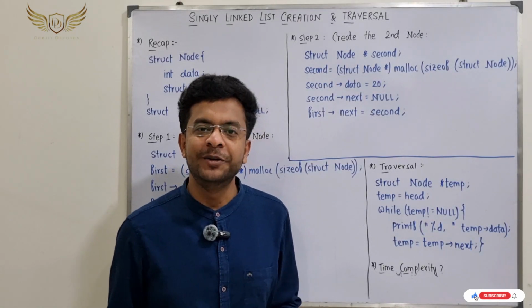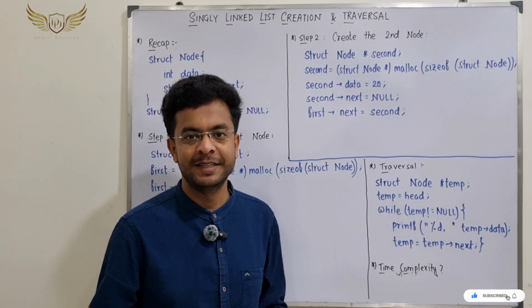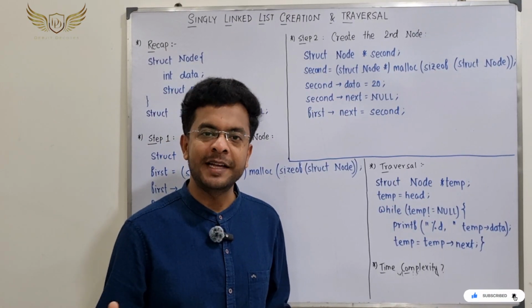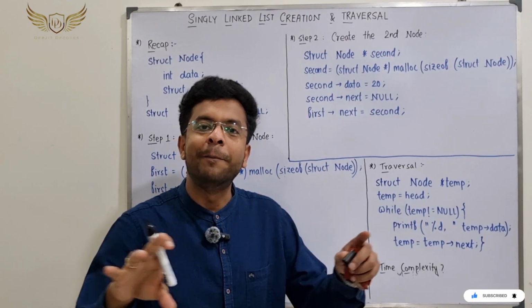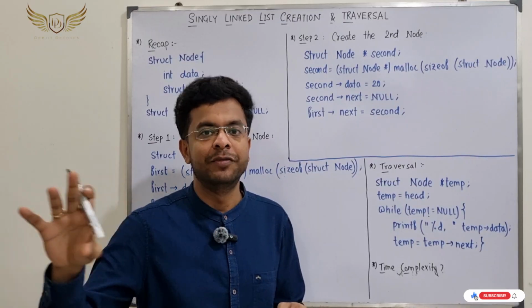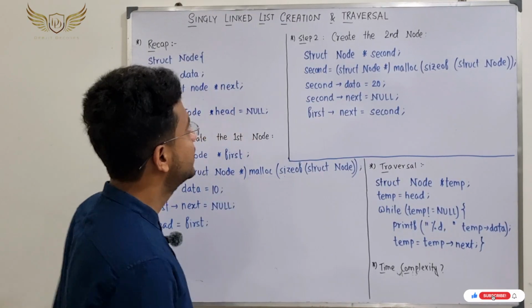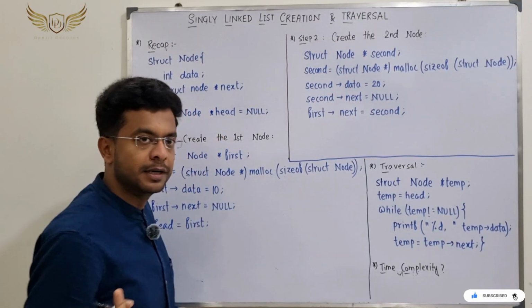So in the last video, we talked about how we can create a single node in a linked list, right? As we said in the last video, in this video we'll be seeing how we can create a complete linked list with n nodes, as well as how to traverse each and every node. So let's see that. Today's topic is single linked list creation as well as traversal, right?